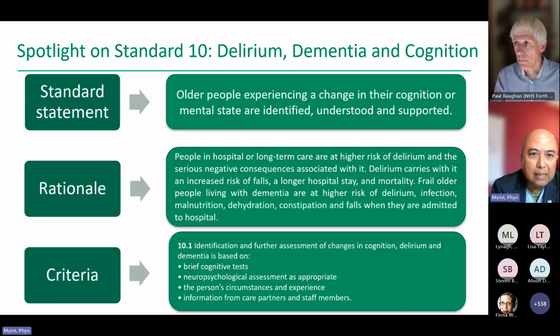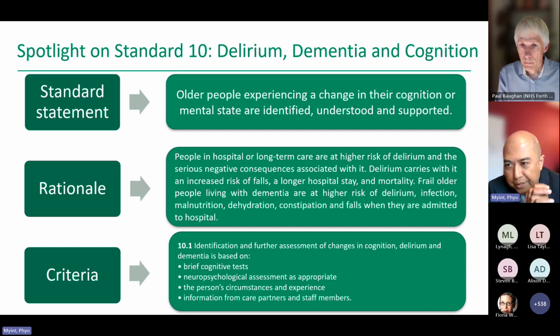So Standard 10 has 9 criteria, and the standard statement is: older people experiencing a change in their cognition or mental state are identified, understood, and supported. The rationale is, we know that older frail people are at higher risk of delirium, and delirium is associated with several poor outcomes, such as falls, longer hospital stay, and mortality. And also, older frail people with dementia are at higher risk of delirium, compounding further and increasing the risk of all other complications as well.